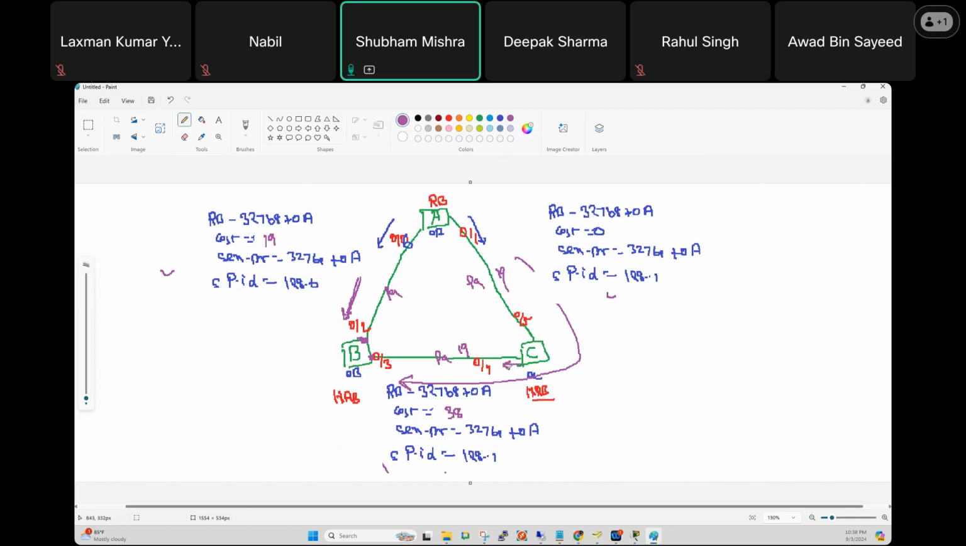Yes or no? A sends to C, and C sends to B. Right? So for B, who is the sender? For B, C is the sender. So the sender bridge ID will be 32768 plus 0C. Is it clear, everyone?